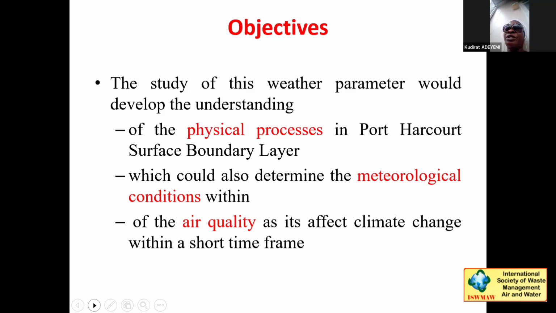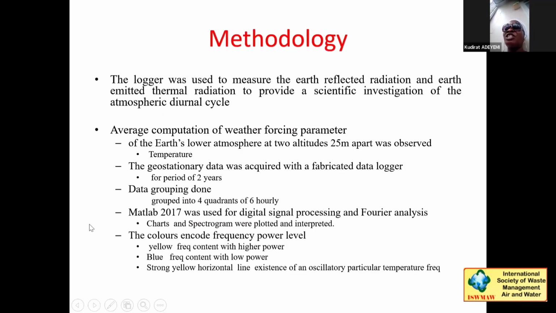Methodology. The logger was used to measure the Earth reflected radiation and the Earth emitted thermal radiation, in order for us to have a scientific investigation of the atmospheric diurnal cycle. You know, that knowledge must be put in place. So on this note, data were acquired, and this data were averaged hourly. And this was carried out for 2 years. And it was later grouped into 4 quadrants.